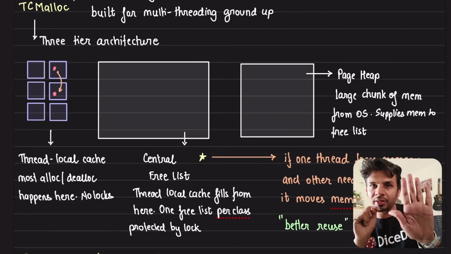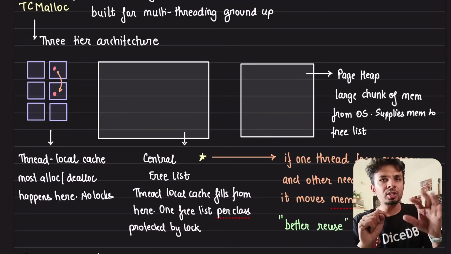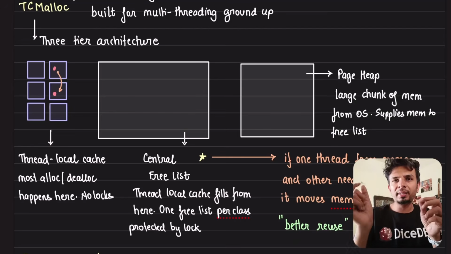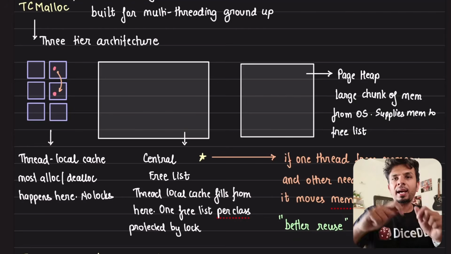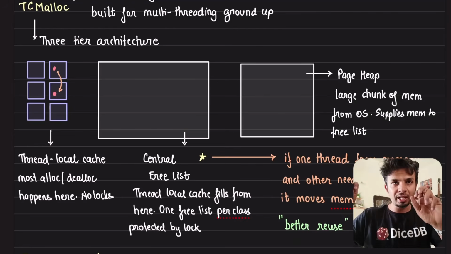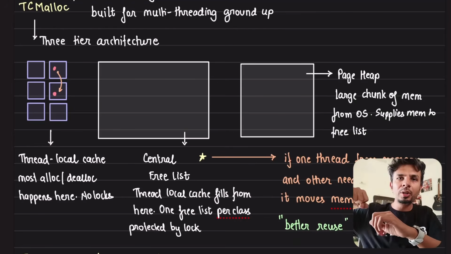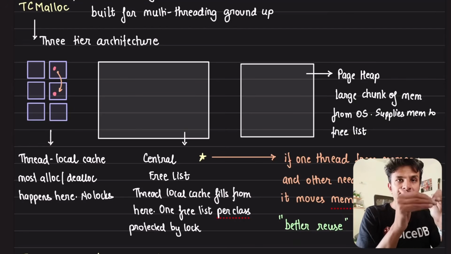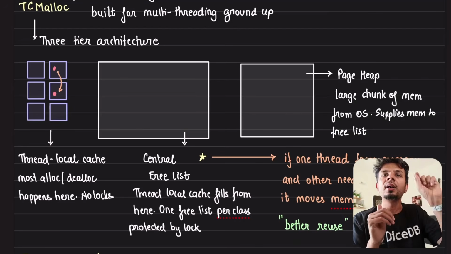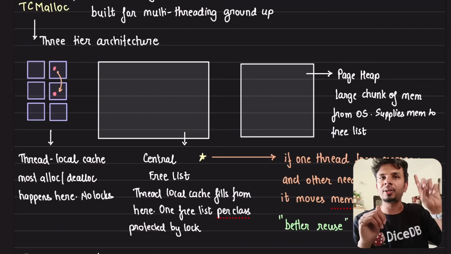Now, where does the central free list get its memory from? The central free list, of course, is not going to the OS and asking for a small chunk of a contiguous block of memory. So what it does internally is it goes to your page heap, which gets large chunks of memory from the OS, and from there it divides it and gives it to the central free list. The central free list then allocates segments of it to the thread local cache.